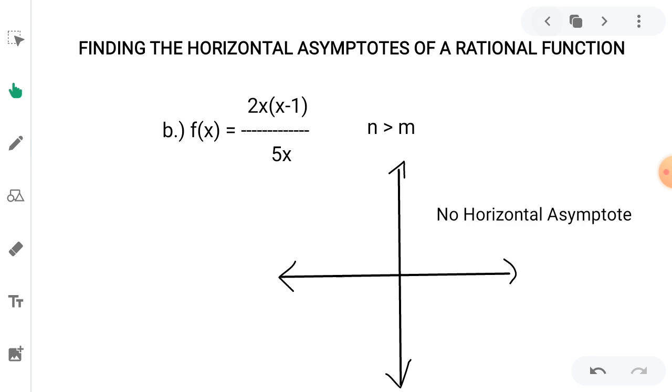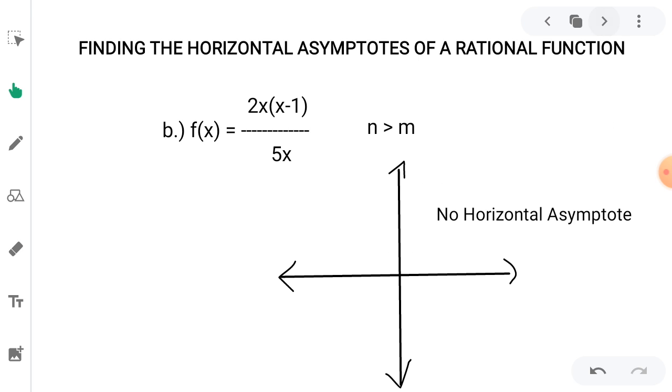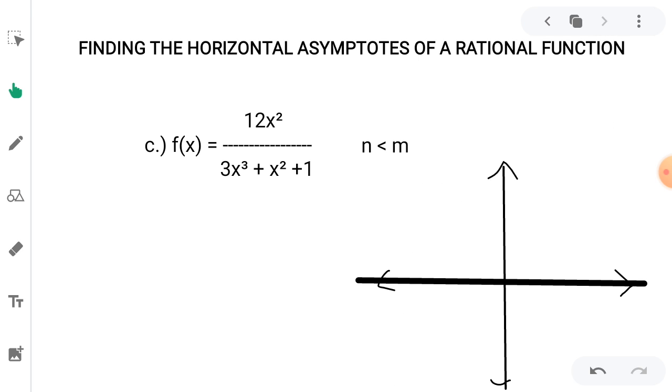Therefore, sabi natin kanina, if the numerator exponent is less than the denominator exponent, then the horizontal asymptote is y is equal to 0. So n is less than m, therefore y is equal to 0. This is the illustration of our horizontal asymptote in this given. So imagine this is a broken line.